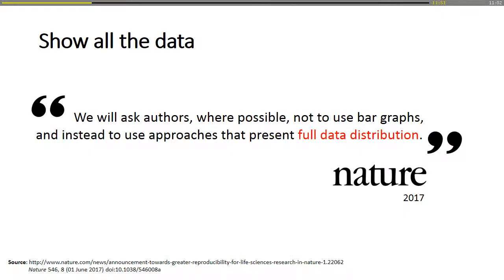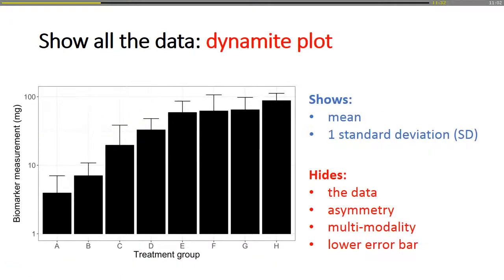Nature, recently this year, has taken a stand on the publication of data distributions, and what they've said is they no longer want to see bar charts anymore, and instead they want you to use approaches that show the full data distribution, and this is something we encourage in the European Journal. So what does that look like? Well, this is the type of plot we might often see.